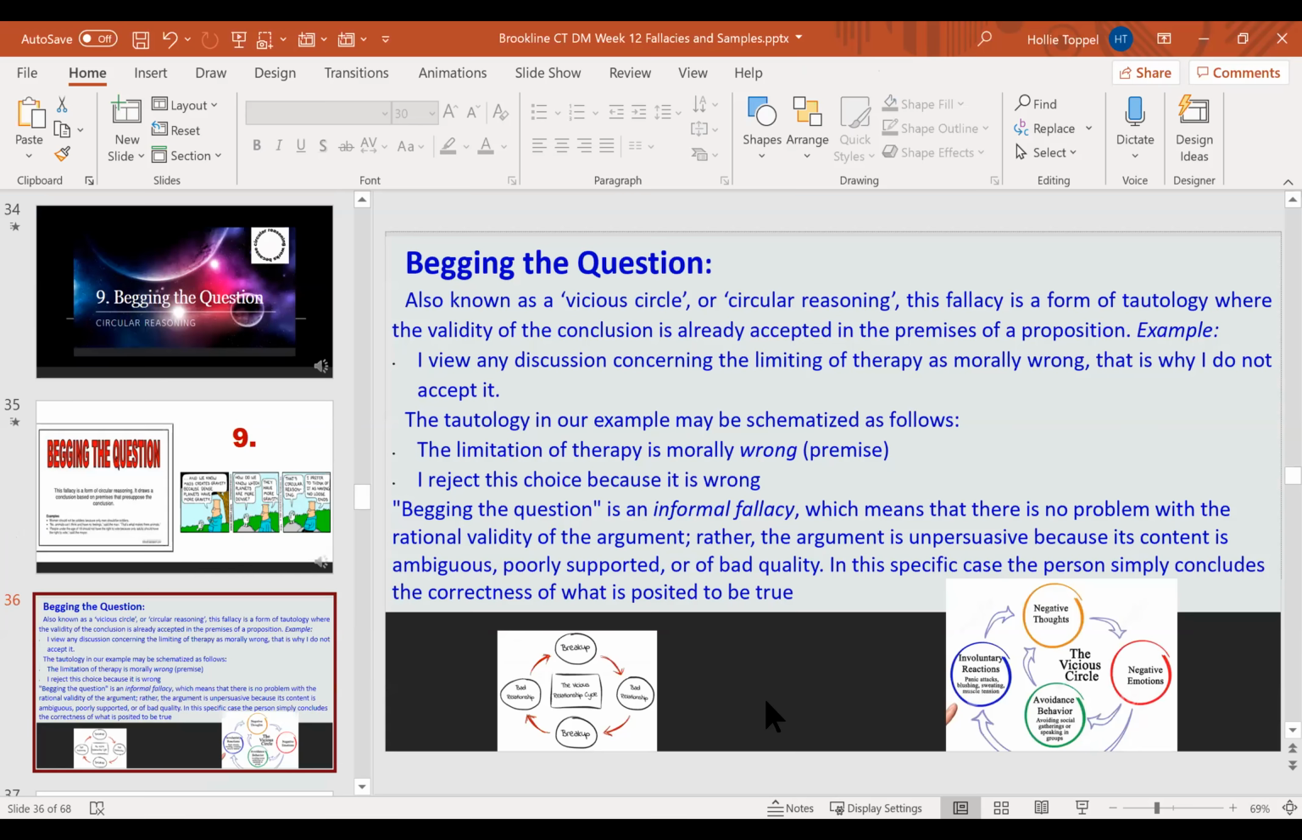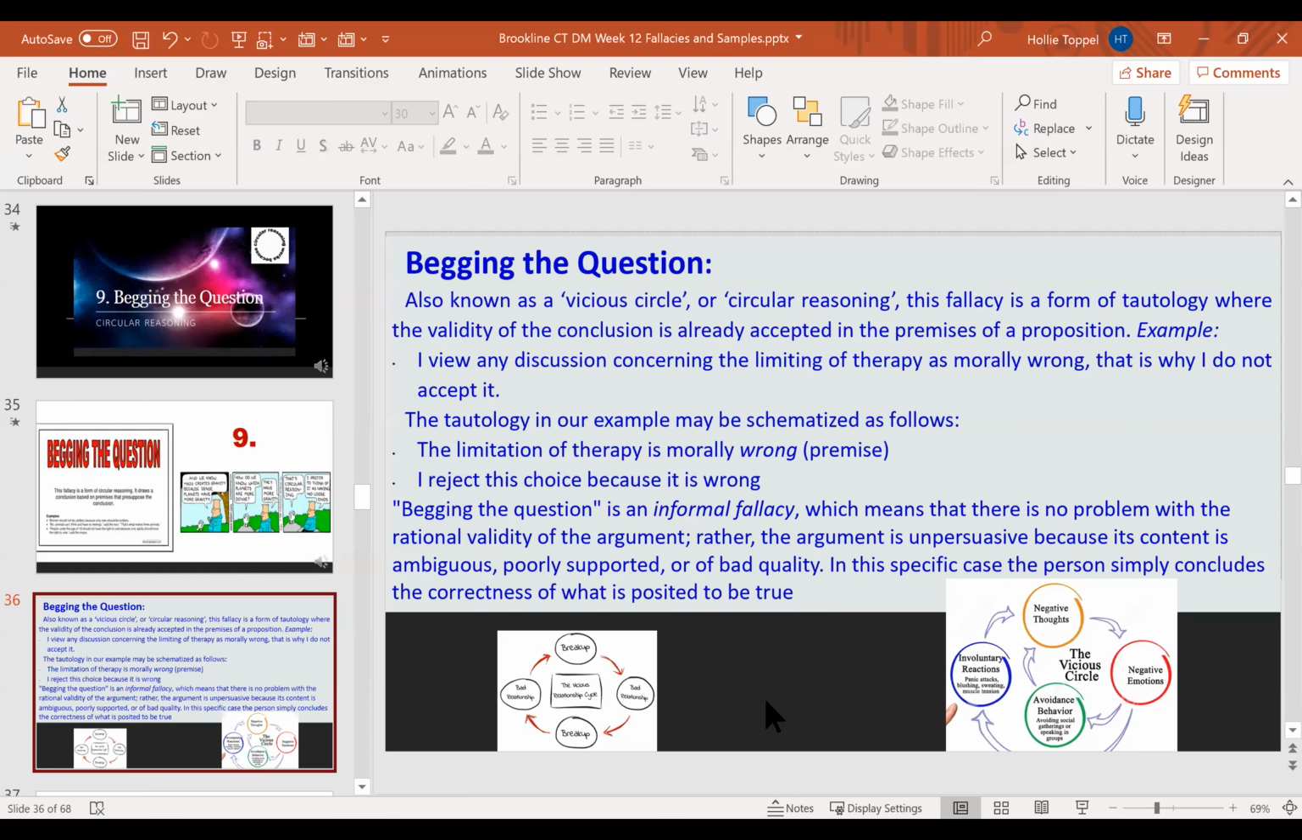So we see this vicious circle or circular reasoning happening in medical things. I view any discussion on limiting therapy as, this is a psychiatrist talking, morally wrong. Okay, so the limitation of therapy is morally wrong is the premise, and then you reject this choice because it's wrong. So you cannot use this in an argument.